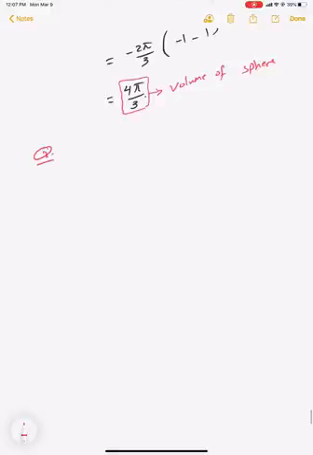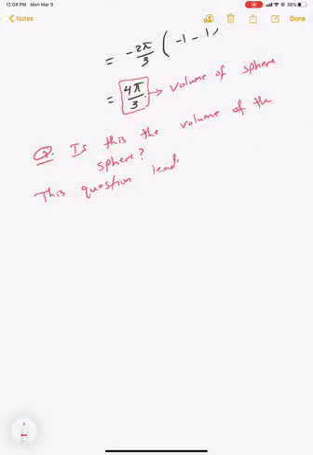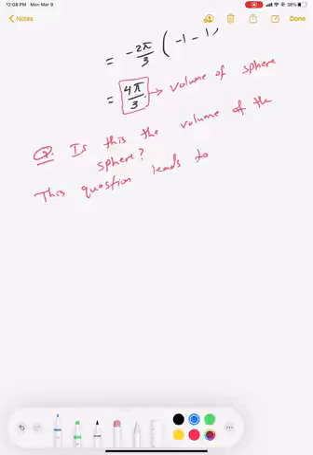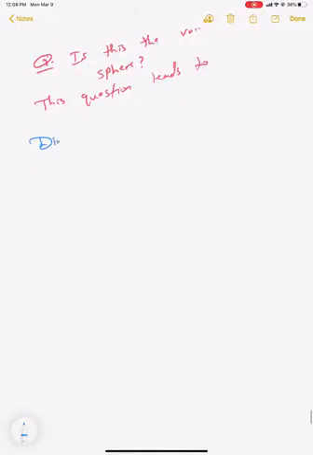So my question is, is this the volume of the sphere? Is it really the volume? How did we get this number? Yes, it is the volume. But is there any relation between this surface integral and this sphere? In fact, yes. And this question leads to our new title, which is the divergence theorem. So this will be our next topic.